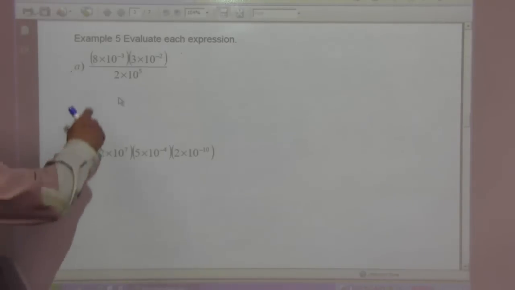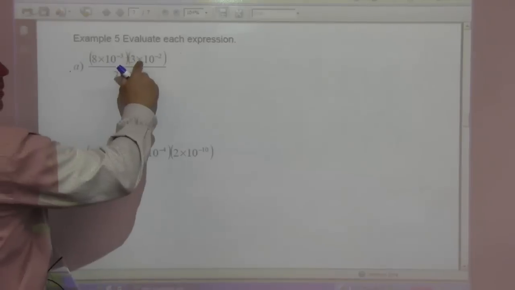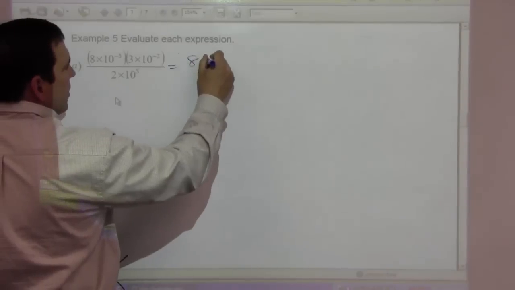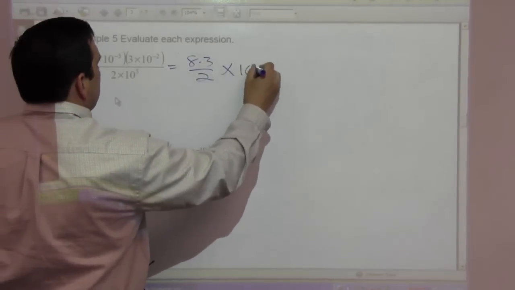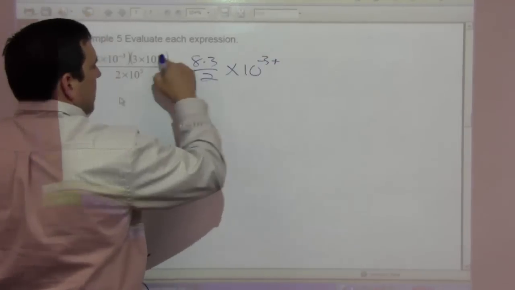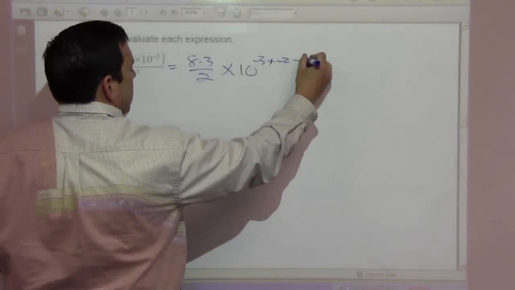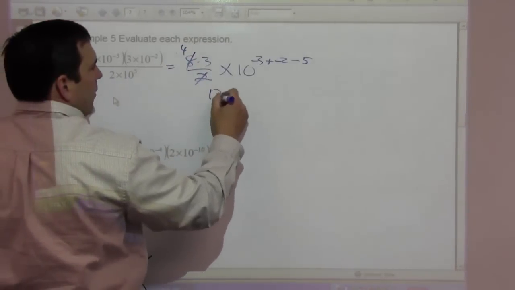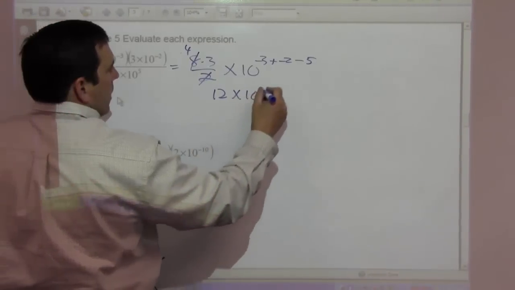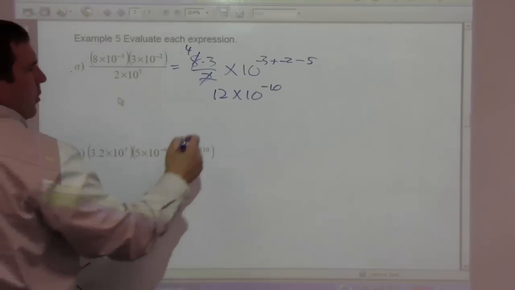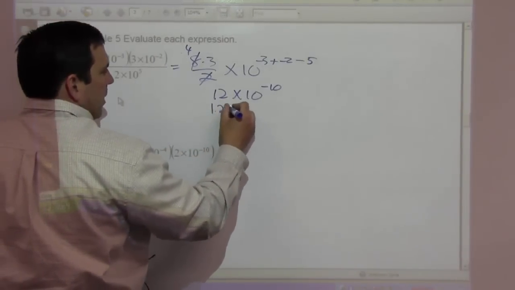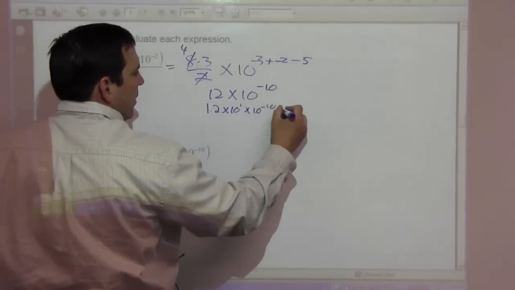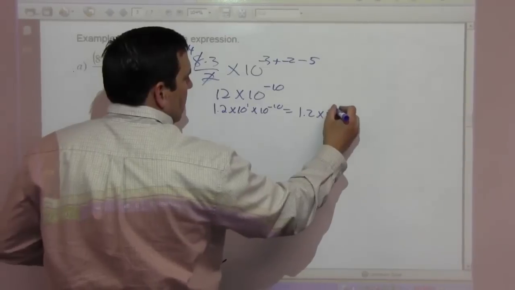Evaluate each expression. We have 8 times 10 to the negative 3 times 3 times 10 to the negative 2 divided by 2 times 10 to the 5th. So this is like 8 times 3 over 2 times 10 to the negative 3 plus negative 2 minus 5. So 8 divided by 2 is 4. 4 times 3 is 12 times 10 to the negative 10. You could write this as 1.2 times 10 to the 1 times 10 to the negative 10, because 12 is 1.2 times 10. That's 1.2 times 10 to the negative 9.